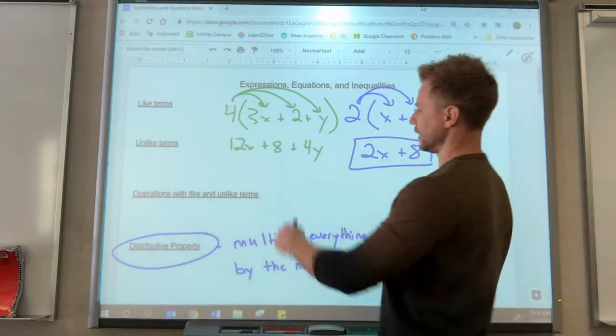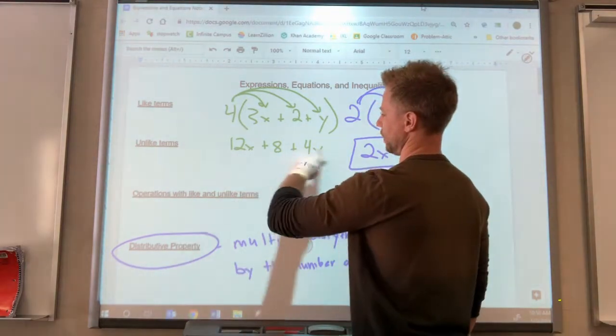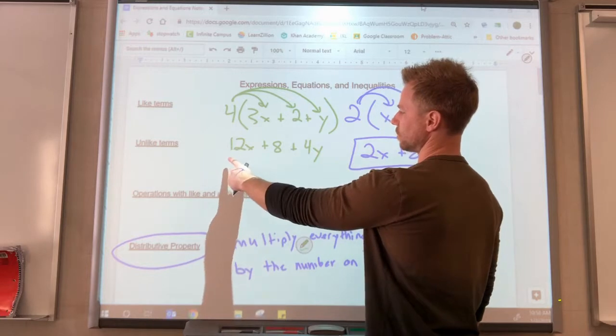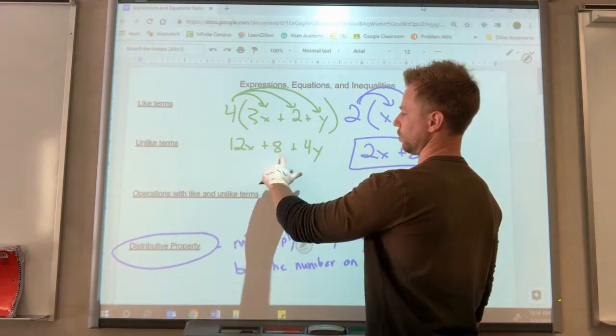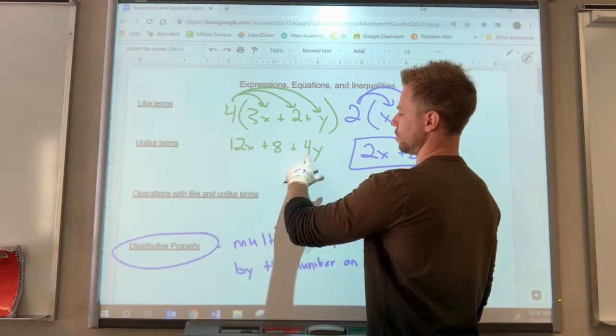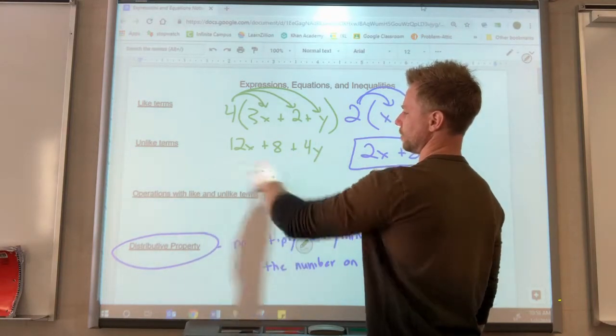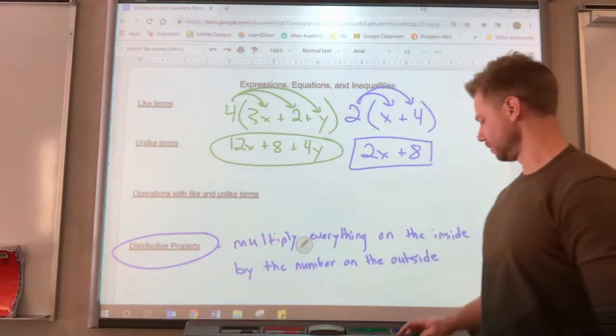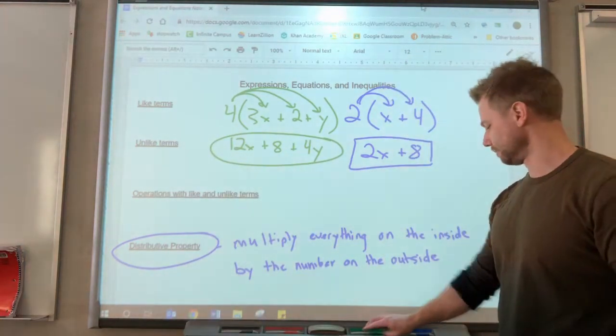Now we can combine like terms. We're adding, so is there anything we can put together? We have an x. Are there any other x's? Nope. We have just a regular number. Any other numbers? Just plain numbers? No. We have a 4y. Any other terms with y? Nope. So all we can do is 12x plus 8 plus 4y.